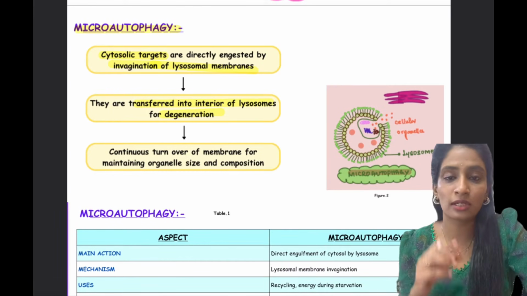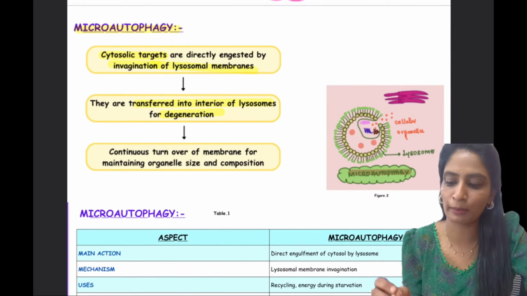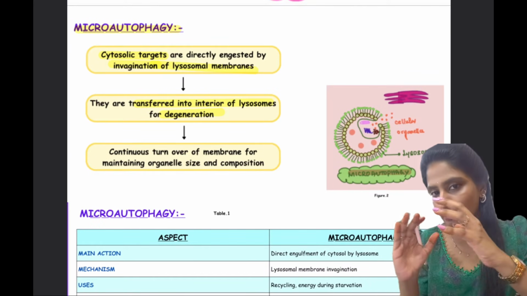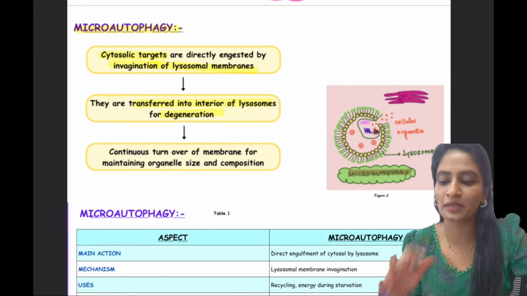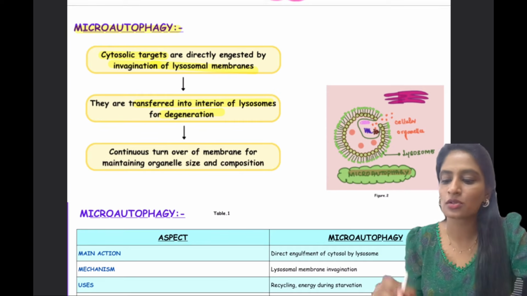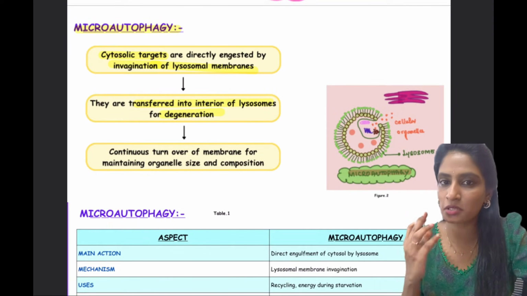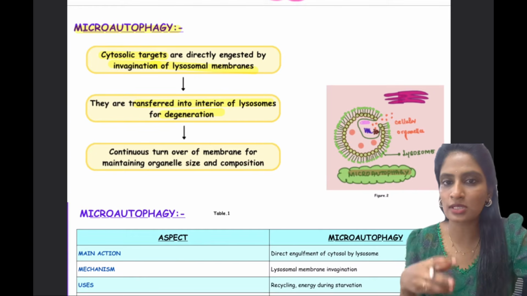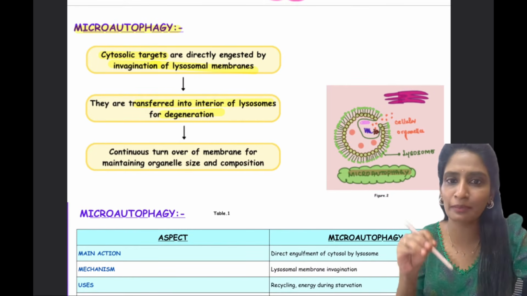So here the cytosolic targets are directly ingested by the invagination of the lysosomal membrane. Your cell has the cell membrane, right? This cell membrane will invaginate along with the lysosome and form a pocket, so they are transferred into the cell for degradation. Once there is a stress, all the damaged elements will come inside and fall into that pocket, which is made by the cell.